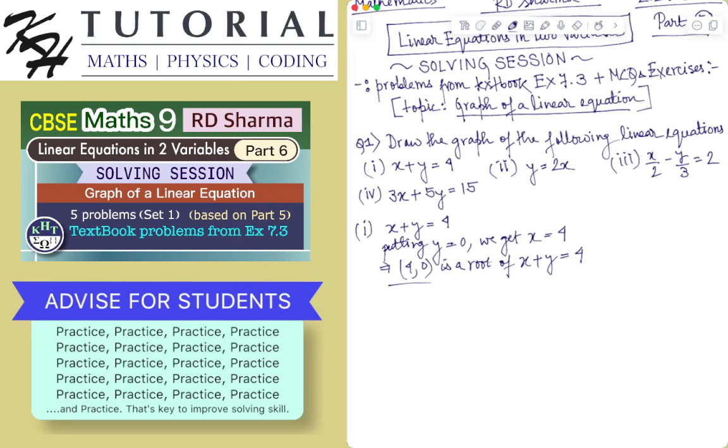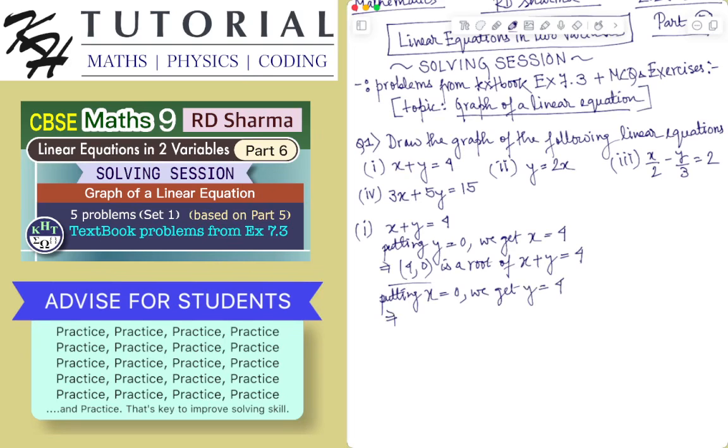I have to find another coordinate, that is I will find another root of this equation, and when that root is considered as an ordered pair, it will be the coordinate of another point that will lie on the graph of the same equation, and then we can plot those 2 points on the graph and join them. So let's say now I will put x is equal to 0. Putting x is equal to 0 in the given linear equation and solving for y, we get y is equal to 4.